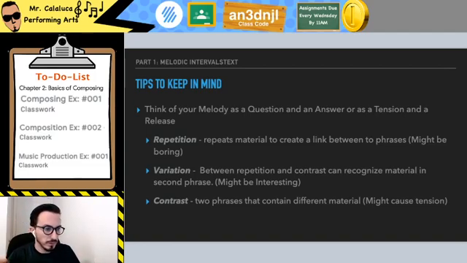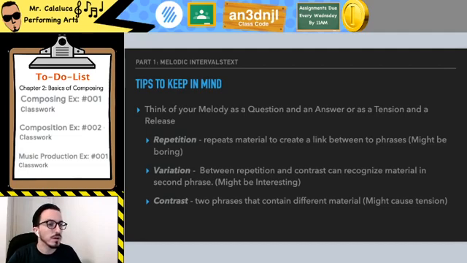Think of your melody as a question and answer, or maybe even as a tension and release of the song or of your melody. Okay? Question and answer is usually a very good way to think about it, but it's up to you. What I want you to do for probably your final question on the questionnaire I'm going to give you is tell me, is your piece repeating? Is it varied, or is it contrasting?